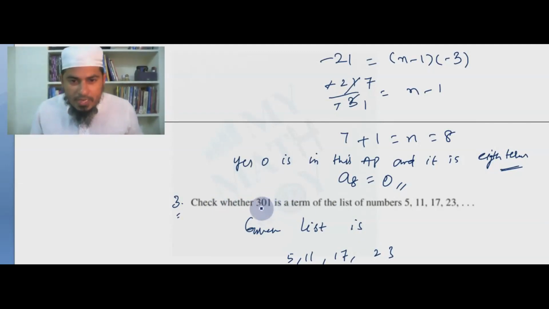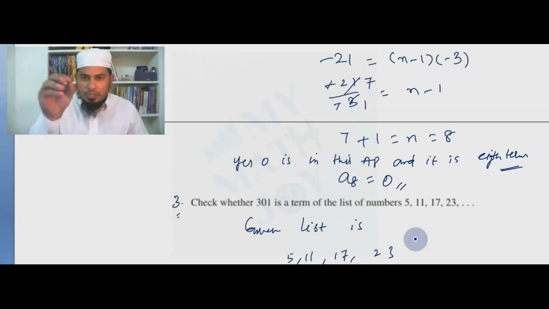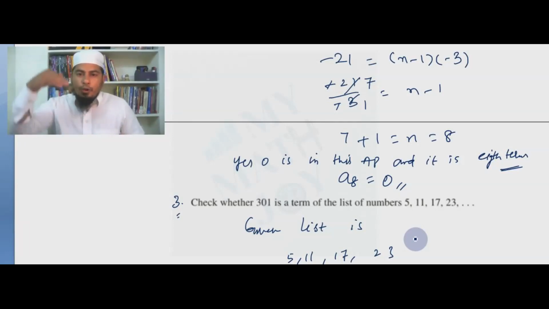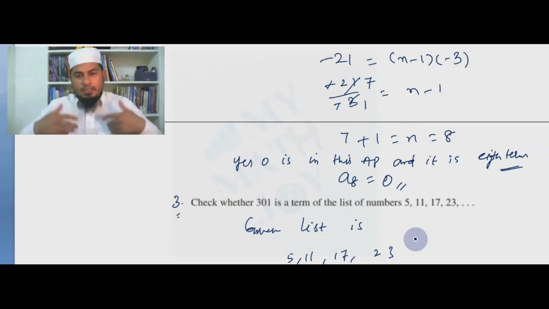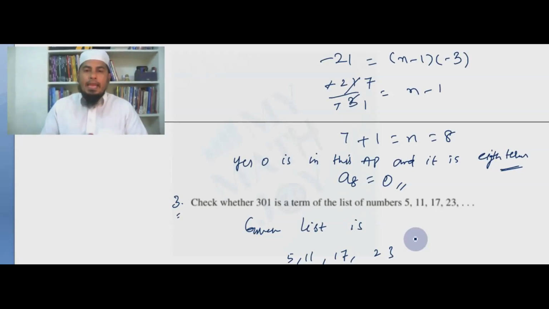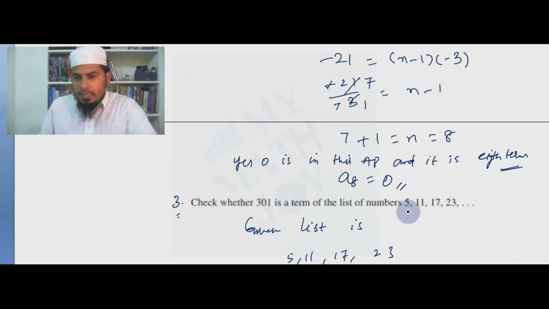Check whether 301 is a term of the list of numbers. It is the same question as in the previous one, where he asked whether 0 is a term of this AP. Whenever he says check whether this number is in this AP or not, in that case what we have to do is consider a_n is 301, and the given AP is this.